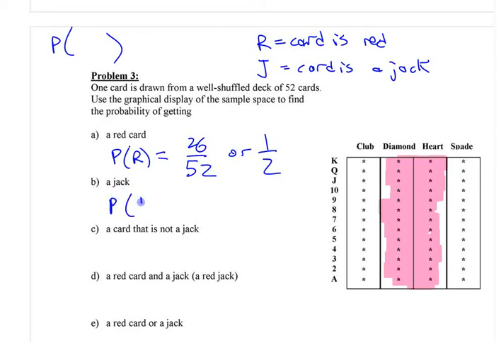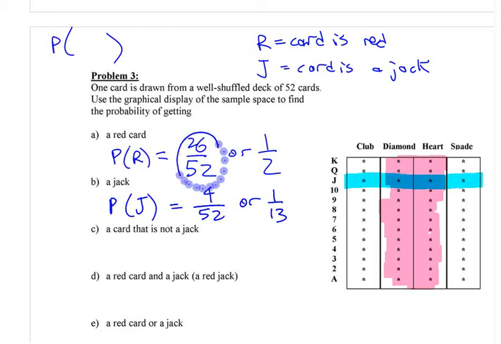Probability that something's a jack. I'm going to highlight that with a different color on here. The jacks are right here, right? There's how many jacks out of the whole thing? Out of 52, there's 4 of them, right? If you wanted to reduce it down, you could. 1 out of 13. So you have 26 out of the 52 cards are red, and 4 out of the 52 are jacks.